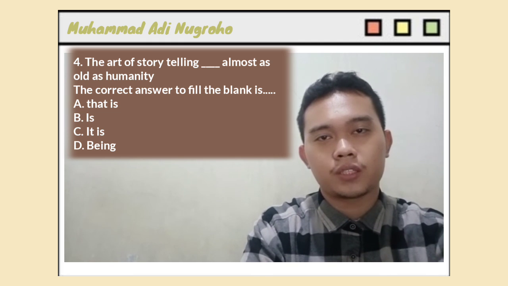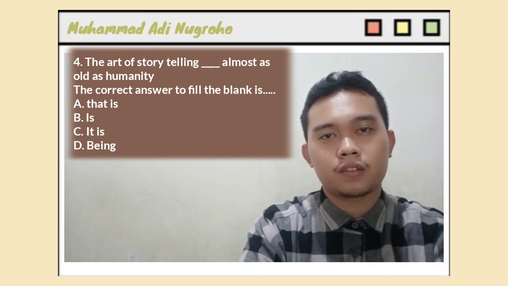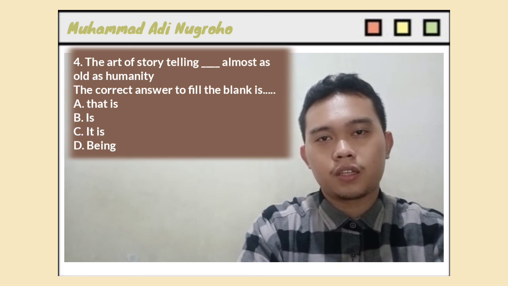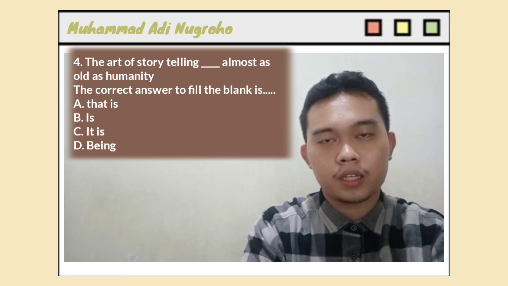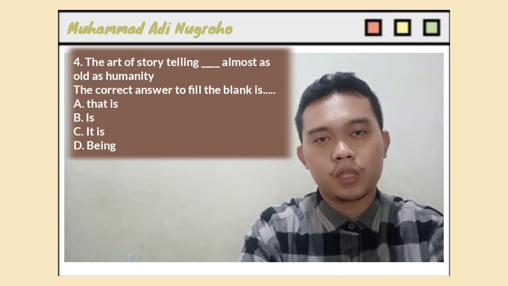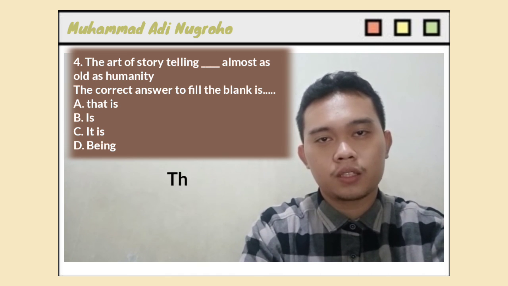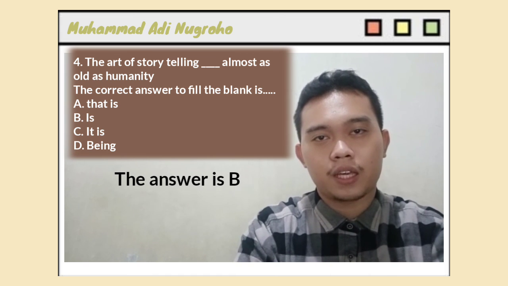So let's see the answer. A. That is. This is not the answer because there is that. C. It is. This is not the answer because it is a subject, while in the question there is already the subject. D. Being. This is not the right answer because if you want to use being, there must be to be before verb ing. So the answer is B. Is. The art of storytelling is almost as old as humanity.